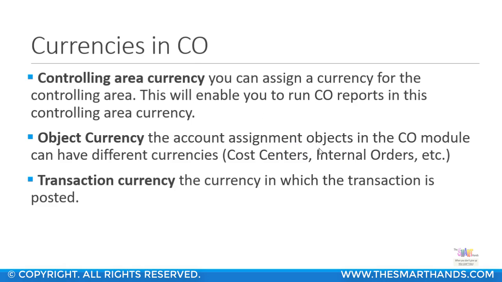However, in a multi-geographical location, if your cost centers are in Japan and your controlling area currency is based on a different currency, for example, Singapore dollars, then you can have each of your cost centers in its own reporting currency, for example, Japanese yen. So when you run your cost center reports, you get it in Japanese yen. Whereas when you run your controlling area report, you will get everything in Singapore dollars.